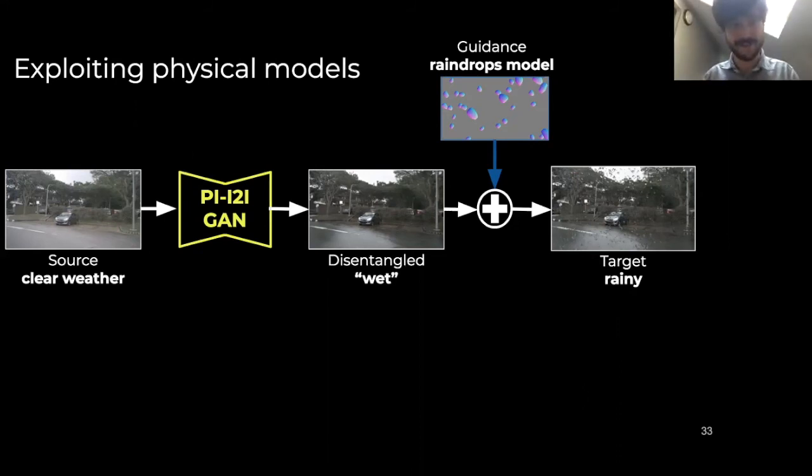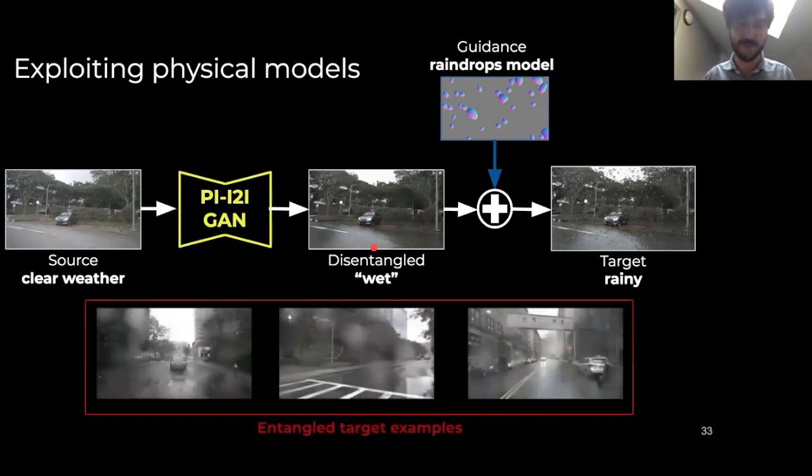Okay, this should be super easy if we had this kind of data. But we don't have data which is just wet, because in real life, if we record data during rain, the raindrops are impacting the camera. So what we have in the target domain is images which embed both representations, the wetness and the raindrops. So the idea is that we should be able to disentangle the wetness from the representation of the occlusions. And that's why we created this system.